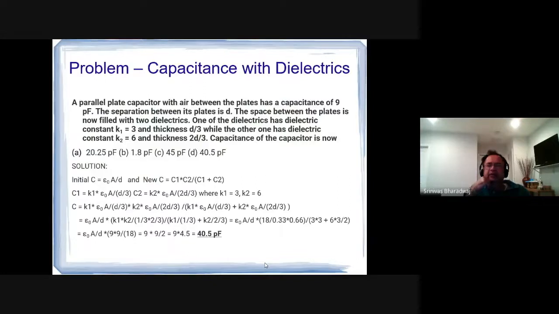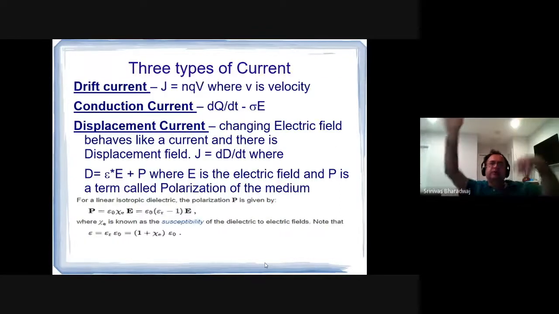If you did the capacitances in parallel, that is not what you should be doing here. You should be evaluating the capacitors in series. You had the capacitors in series, so you had to do C1 C2 by C1 plus C2.